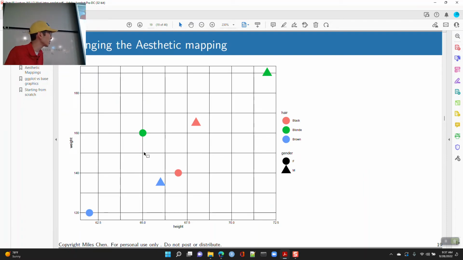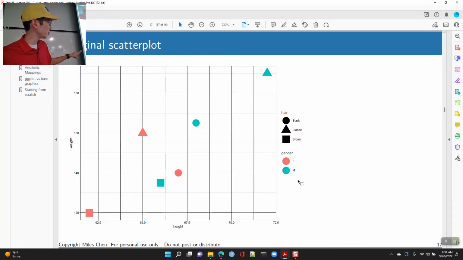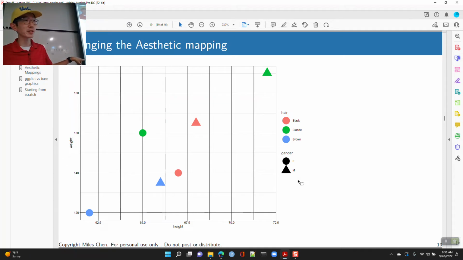And so this is what the plot looks like, okay? So now I have blue points to represent brown hair, green points to represent blonde hair, and I'm just going to call this red, okay? Red to represent black hair. And then I have circles and I have triangles to represent our genders here, okay? So if I'm going to just flip back to pictures, this is what we originally had. We had 2 colors and 3 different shaped points. Same positions, but now we have 2 shapes and 3 different colors.